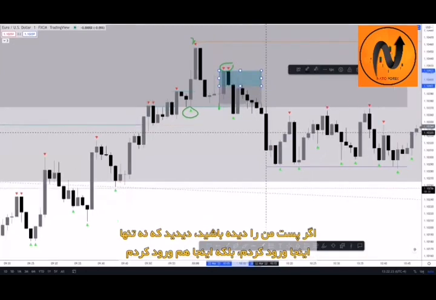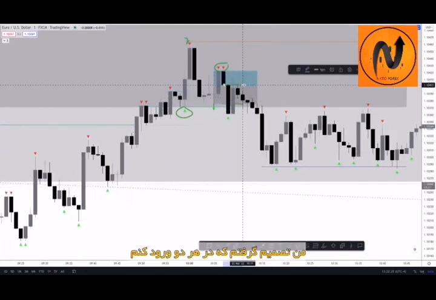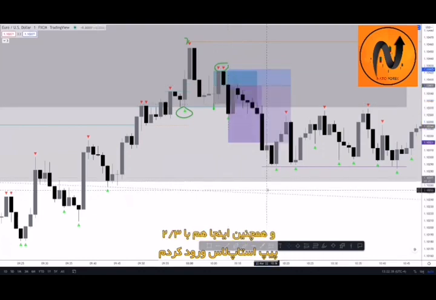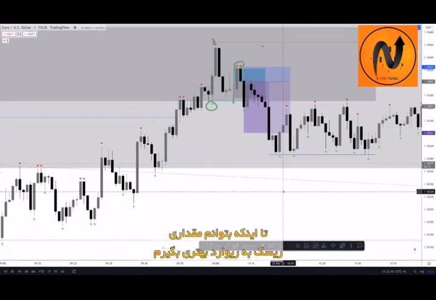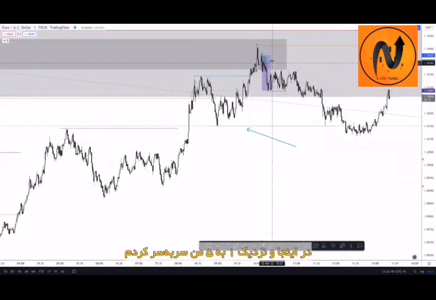Well, if any of you saw my post, you would have seen that I got entries not only here, but also here. I decided to enter both. So I got entries on this with around a 5 pip stop, and I also got entries here with around a 2.3 pip stop. And I deviated and expanded out my risk just to get a little bit more RR out of my trade. So right around here is where I went break even, around 1 to 5.